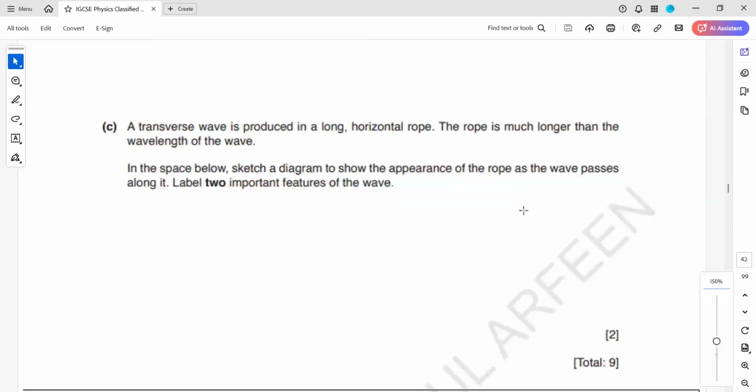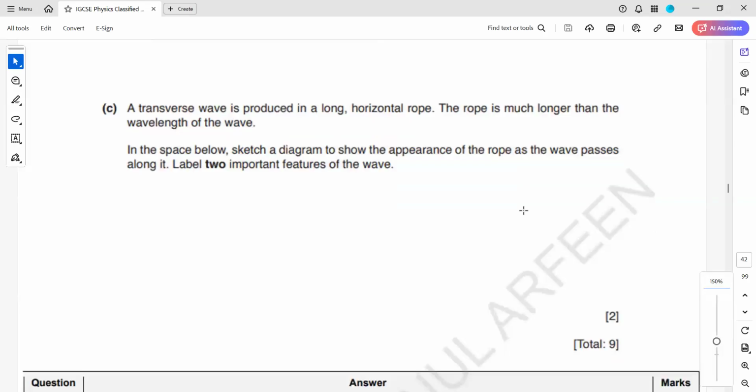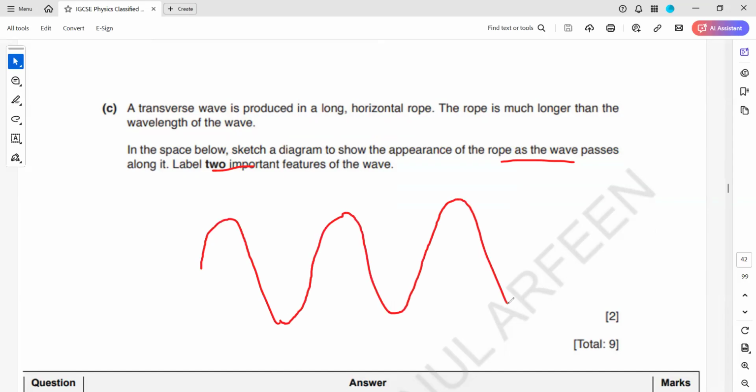A transverse wave is produced along a horizontal rope. The rope is much longer than the wavelength of the wave. In a space, sketch a diagram to show the appearance of the rope and label two important features of the wave. So what we have is a rope which is producing a transverse wave.